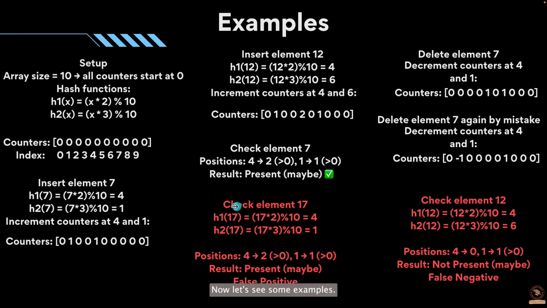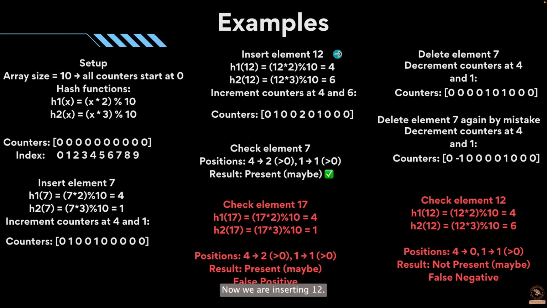Now let's see some examples. For setting up the counting Bloom filter, we are taking an array size of 10. So this is the counter array. We are taking the same hash functions, h1(x) and h2(x), which have this definition: x times 2 modulus 10 and x times 3 modulus 10. Now first we are inserting 7. For 7 we are getting 4 and 1 as the h1 and h2 results. So we are incrementing the counter at positions 4 and 1. Earlier they were 0, now we have incremented these counters.